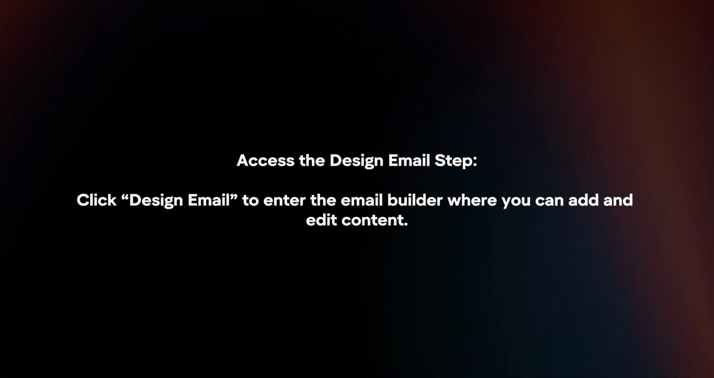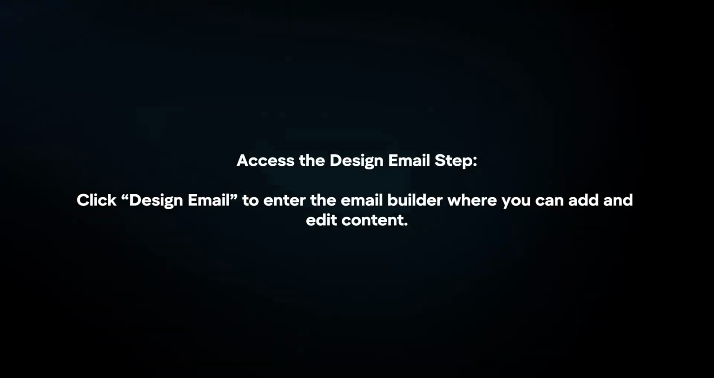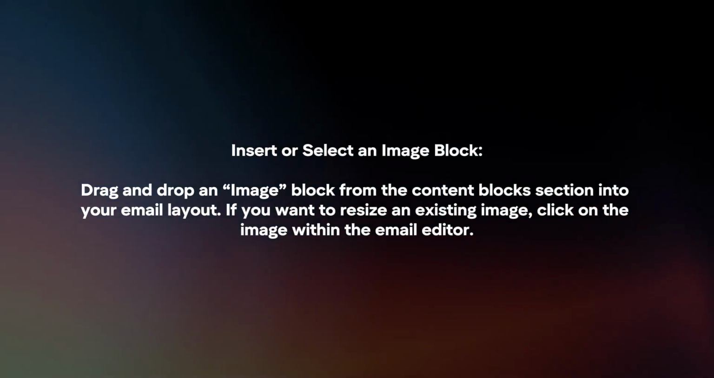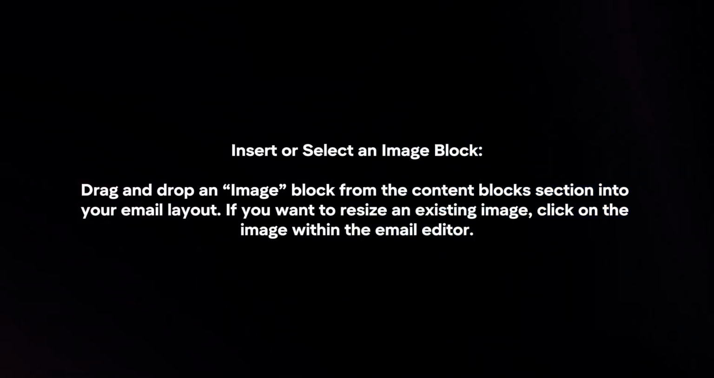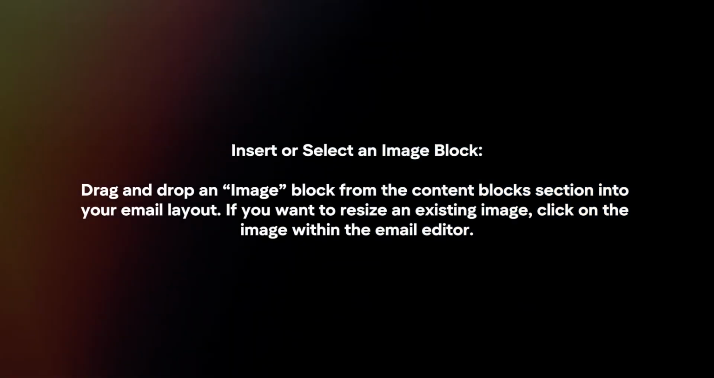Access the Design Emails tab. Click Design Email to enter the email builder where you can add or edit content. Insert or select an image block. Drag and drop an image block from the Content Block section into your email layout. If you want to resize an existing image, click on the image within the email editor.